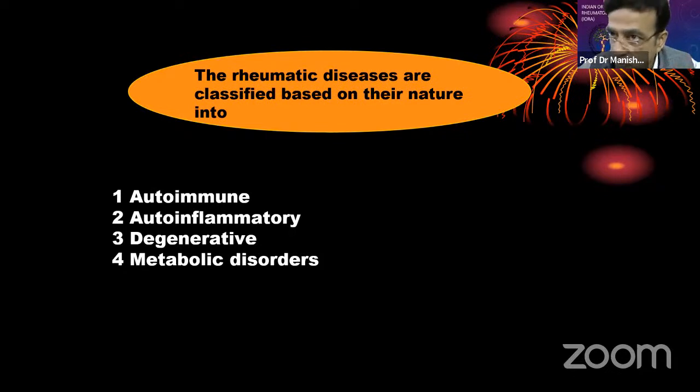First is autoimmune, which we are discussing just now. Then autoinflammatory, for which anti-inflammatory actually works. For autoimmune, anti-inflammatory is a temporary thing. But for autoinflammatory, anti-inflammatory actually works. Then degenerative and metabolic disorder, which is missed most of the time.